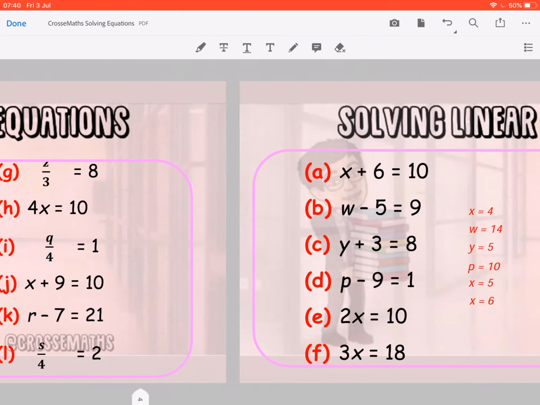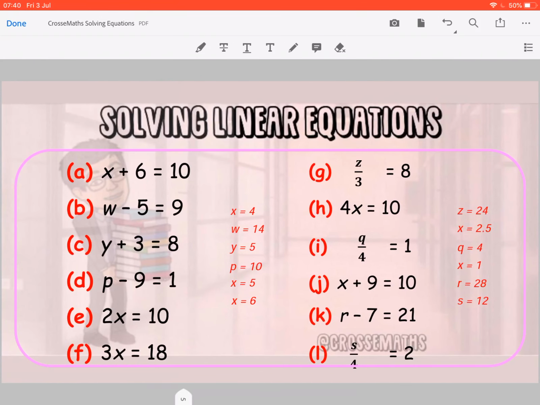Right guys, so the answers you should have got. You should have gotten something that looks like this. Mark whatever you've done. If you got lots of those correct, that's really good. Hopefully the one-step equations that I've just shown you, we understand those.